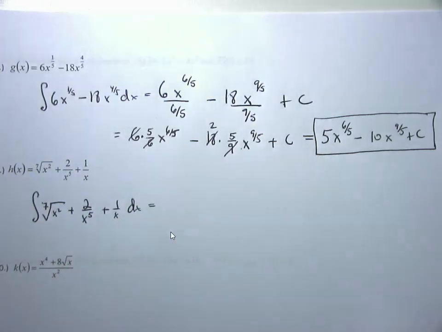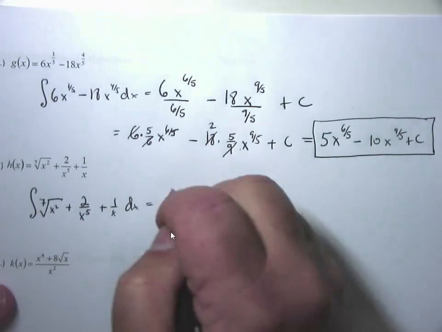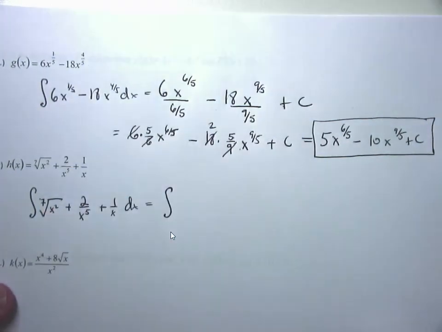But before you integrate, clean them up. You want to turn them into a rule that you have memorized. We have memorized x to a power, as long as the power is not -1. So this one I'm going to clean up, and this one I'm going to clean up. So this is equal to the integral. I don't do 7th roots.